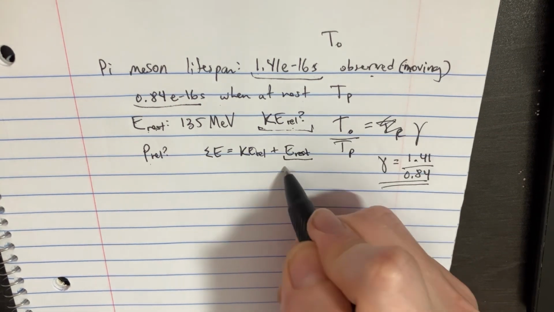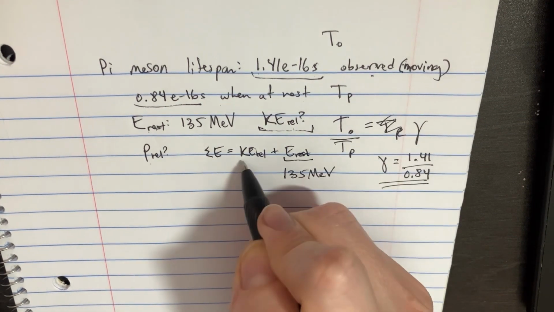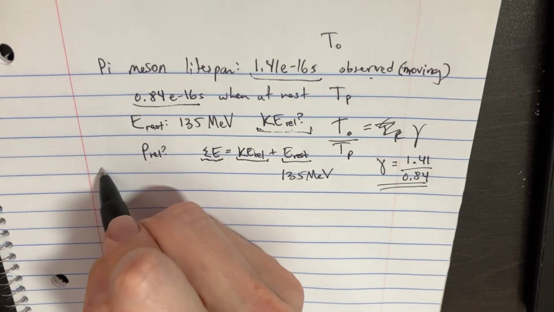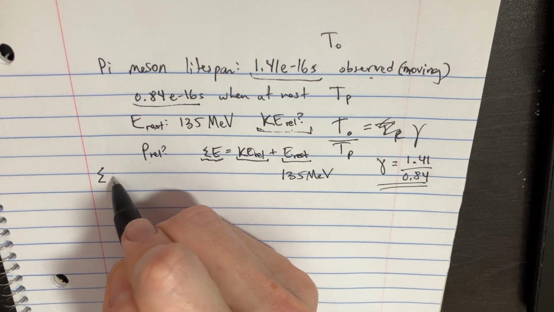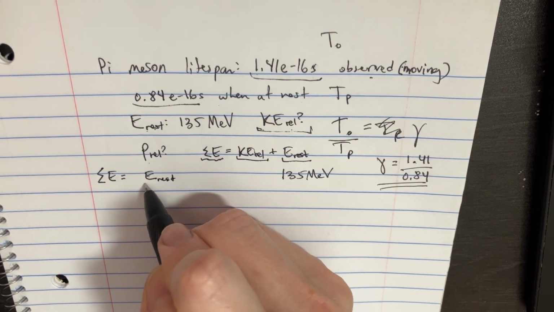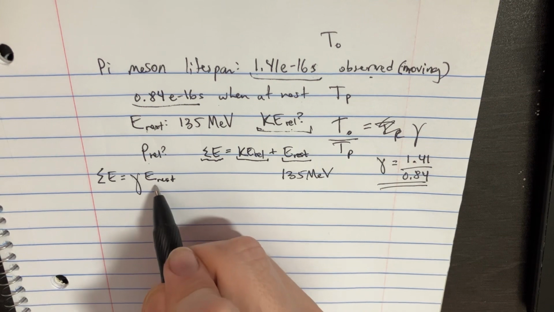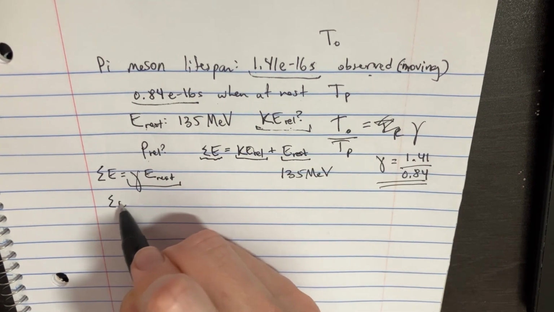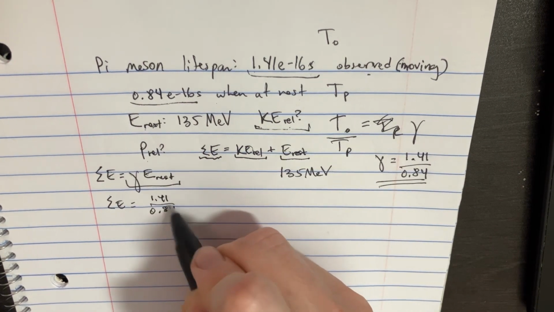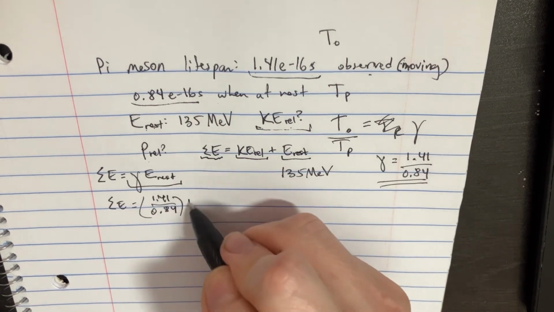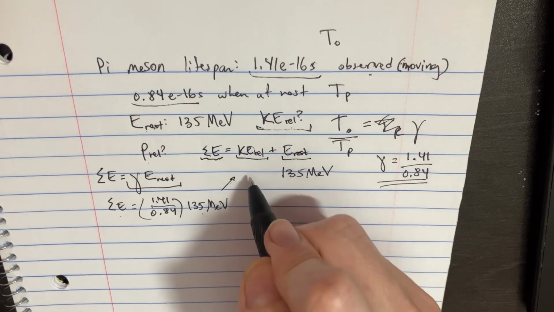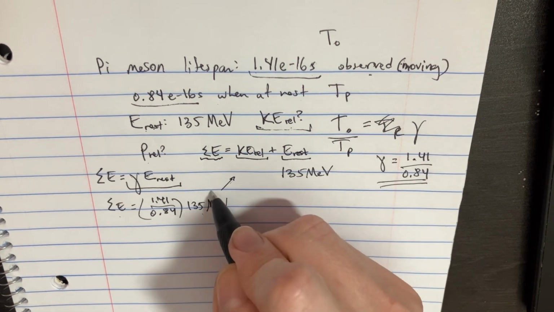And we're given this as being 135, and then we're trying to figure this out, but we have to figure out what the total energy is. And we could do that by saying, okay, well, the total energy is going to be equal to the rest energy times the gamma factor. And since we already know both of these values, we can figure out what the total energy is. So that's just going to be equal to 1.41 over 0.84 times the 135 MeV. And then we can plug that right back into this one. It should go over here, of course.